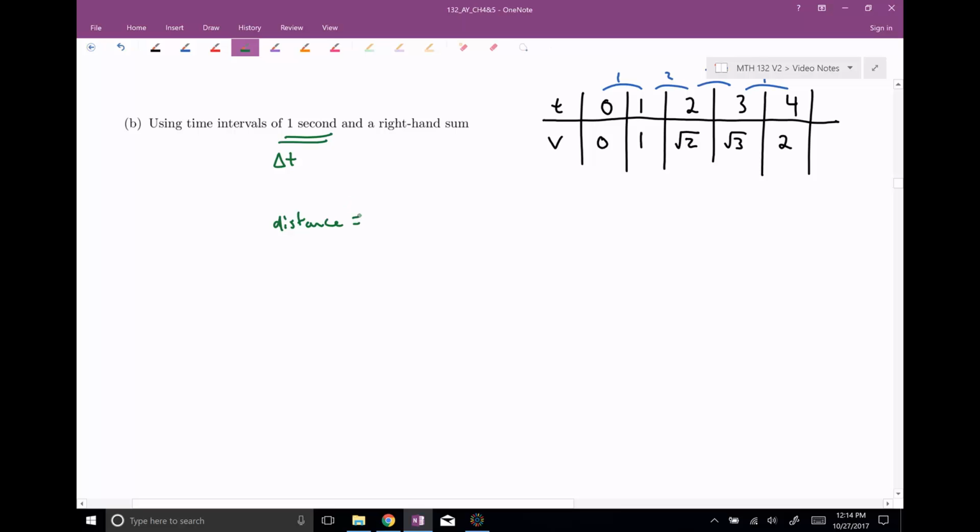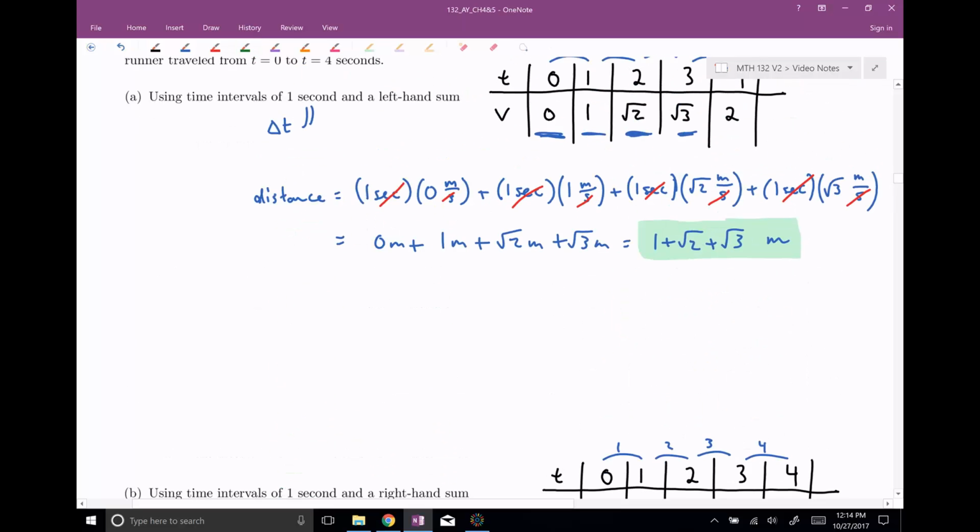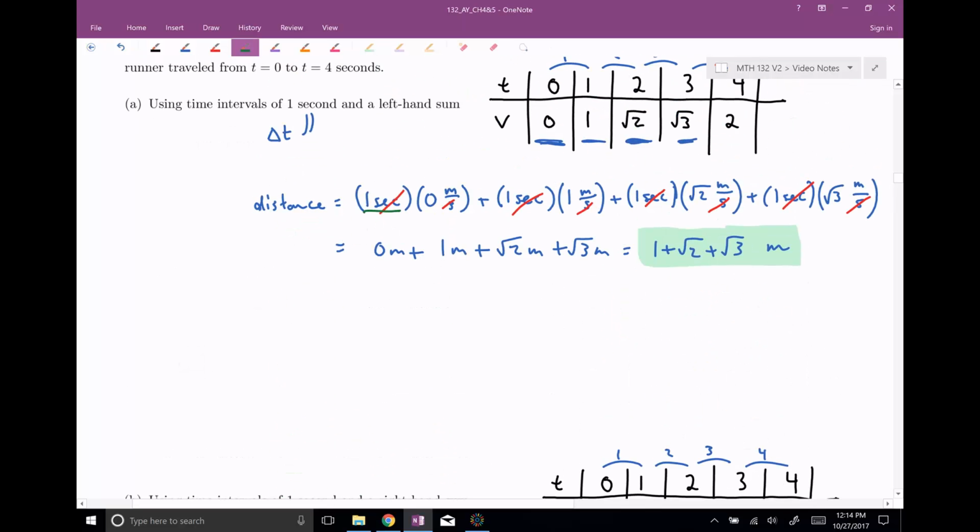And notice that because each one of the widths is always 1 second, I can factor this out. And I can have 1 second times, and now I'm just going to sum together the velocities. So it's similar to back here. If I just factored out this 1 second from each one of these pieces and then summed it all together, this would have yielded the same result. So I'm going to show you a little bit faster way to do this problem.